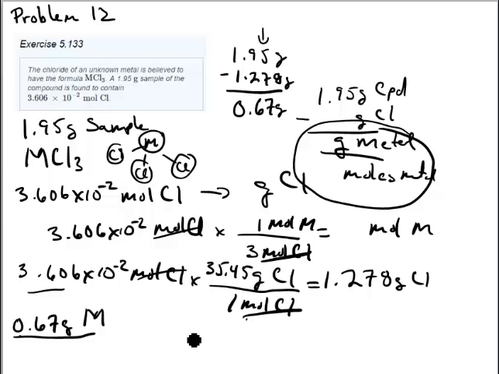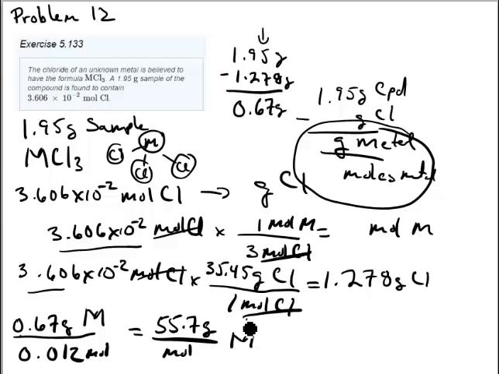Now how many moles? Well, that's this thing where we take the number of moles times 1 mole metal per 3 moles of chlorine. I'll do that. And so we just divide 3 into 3.6, and that turns out to be 0.012 moles. And our atomic mass then, what I get is 55.7 grams per mole for our unknown metal. Now that's pretty darn close to iron, is what that is. So this is iron, and the compound then is FeCl3.